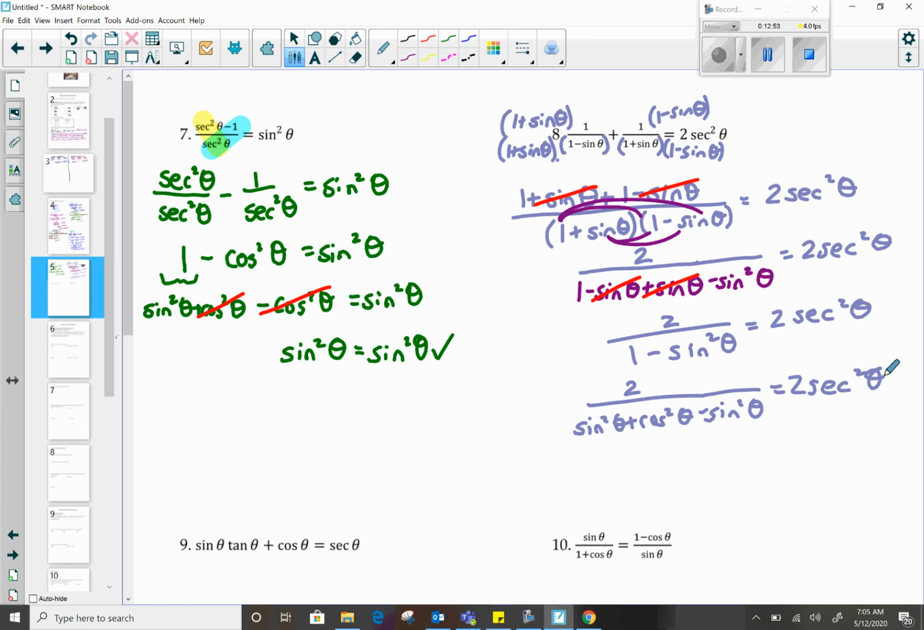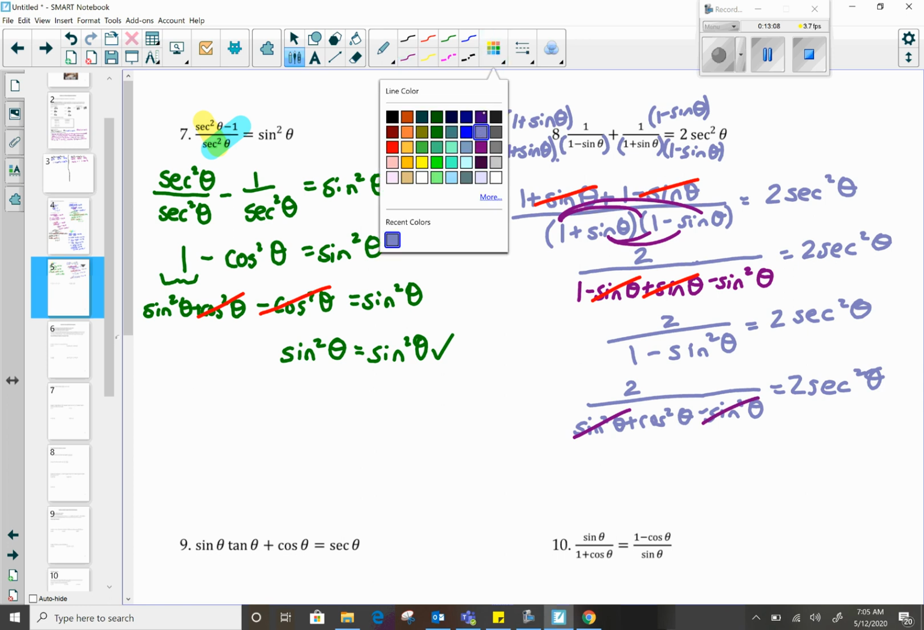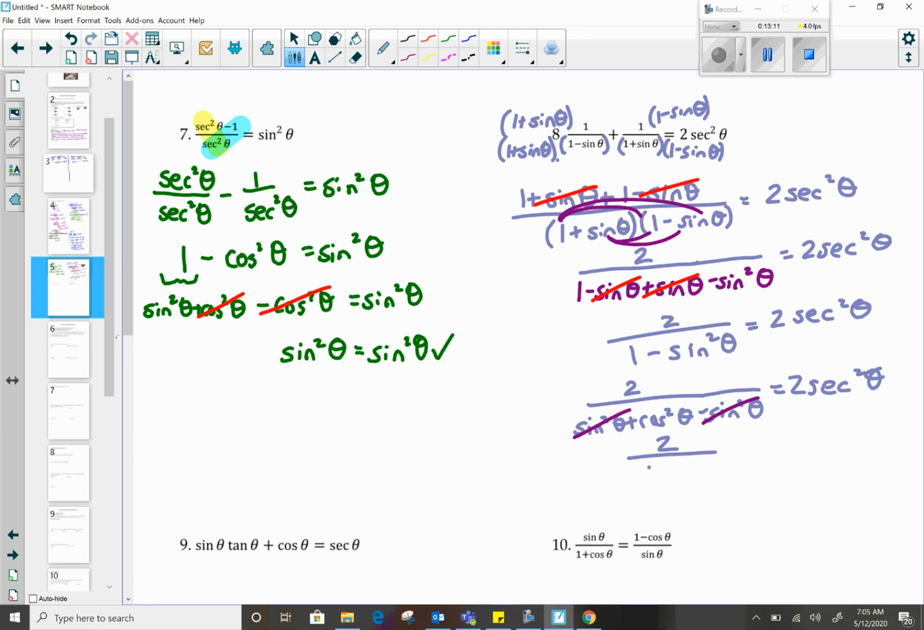Okay, and remember, we're just verifying. There's no solving. It's just making sure that the left-hand side equals the right-hand side. Okay, now let's see here. The sine squareds cancel out. We end up with 2 over cosine squared of theta, which, if cosine squared of theta is on the bottom, that means the reciprocal would be secant squared. And that checks out.